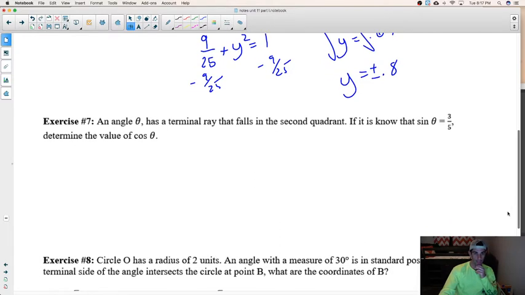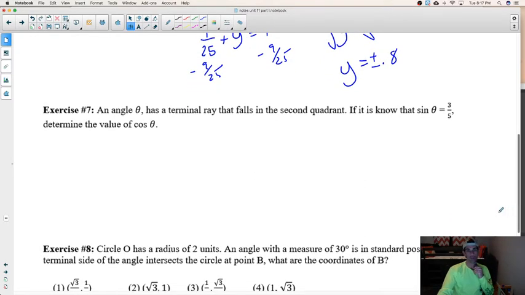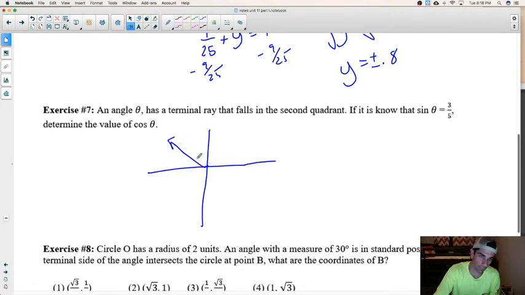An angle theta has a terminal ray that falls in the second quadrant. Stop right there. See if you can draw that. See if you can draw an angle where the terminal ray is in the second quadrant. There it is. Because remember, this is the terminal ray, and there's your angle. And we know that the sine theta equals 3 over 5.